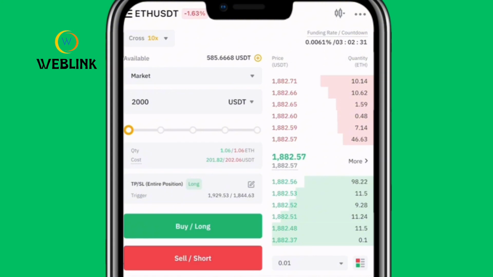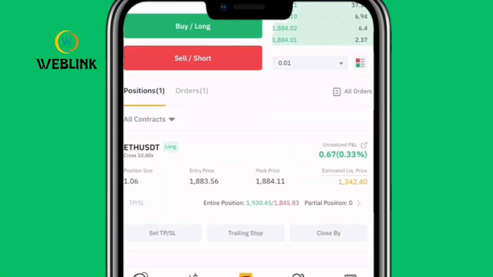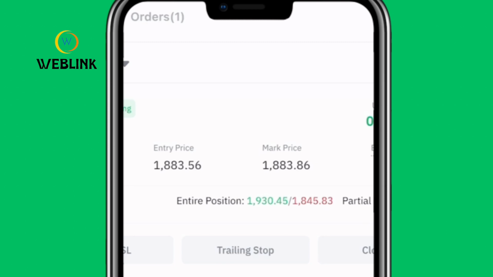And once you've done that, then you come here and tap on long, since we are longing. Now, as you can see on the screen, we've entered the trade already and instantly because we used the market order. Now, I want to explain some things about what you have on your screen. Right here where the arrow is pointing, where you have ETH USDT and where you have cross and 10x, that's showing you the information about this trade that you've just entered.